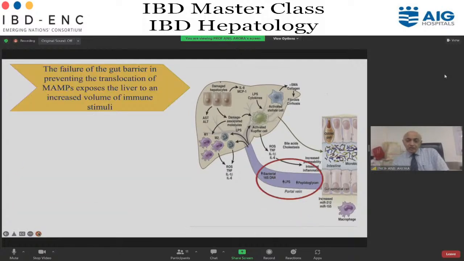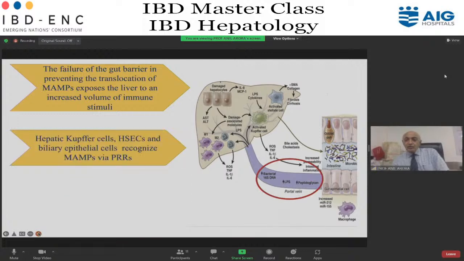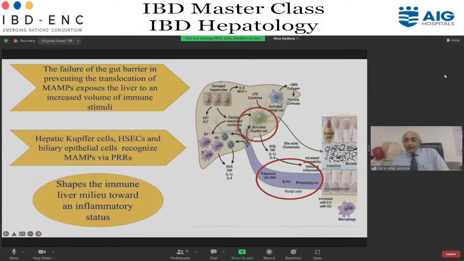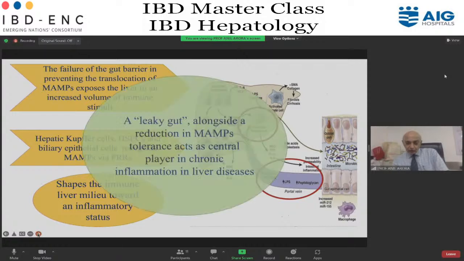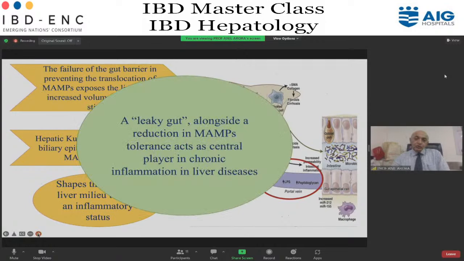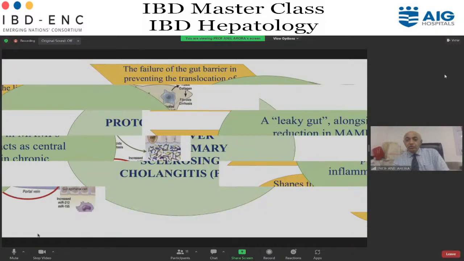So once all these barriers have been disrupted, you will have a large amount of lipopolysaccharides and peptidoglycans entering into the circulation. And once they enter into the circulation, you have crossed all the boundaries, and you have a swathe of inflammatory cells like Kupffer cells and sinusoidal endothelial cells, which will have a limit of tolerance, and subsequently they are the ones responsible for causing the inflammatory milieu. So ladies and gentlemen, a combination of the leaky gut along with the reduction in the tolerance capacity of the microbiome, antimicrobial products is something which will lead to chronic inflammation.